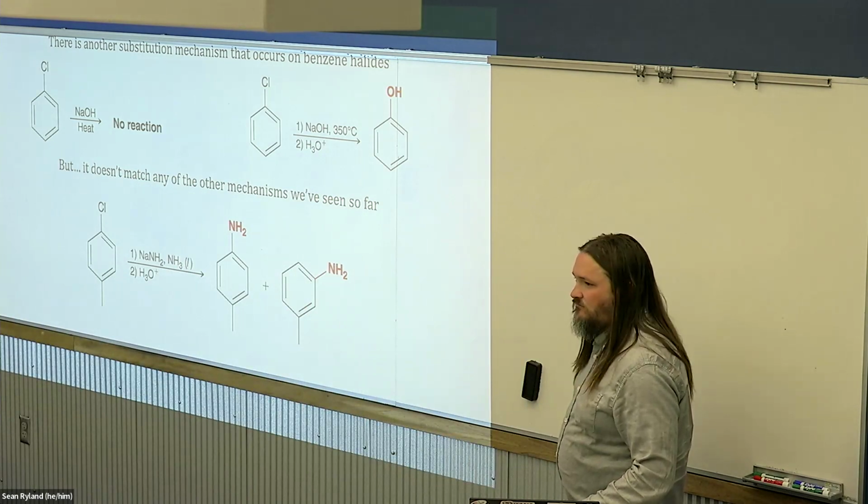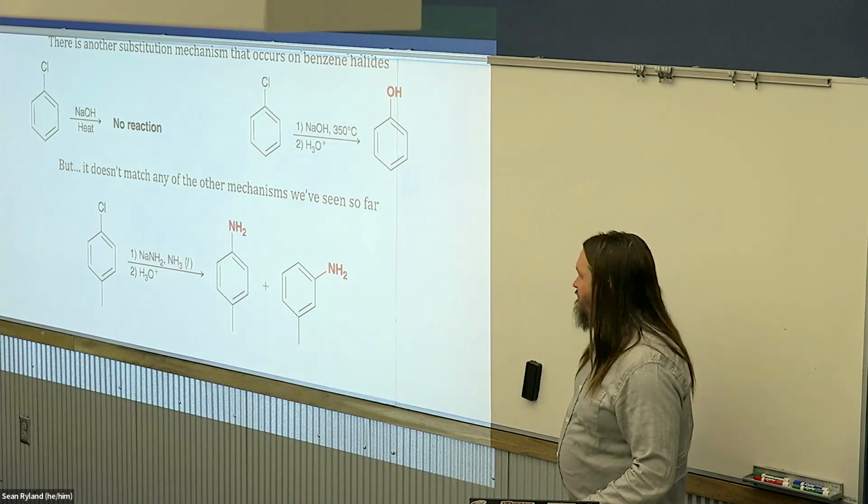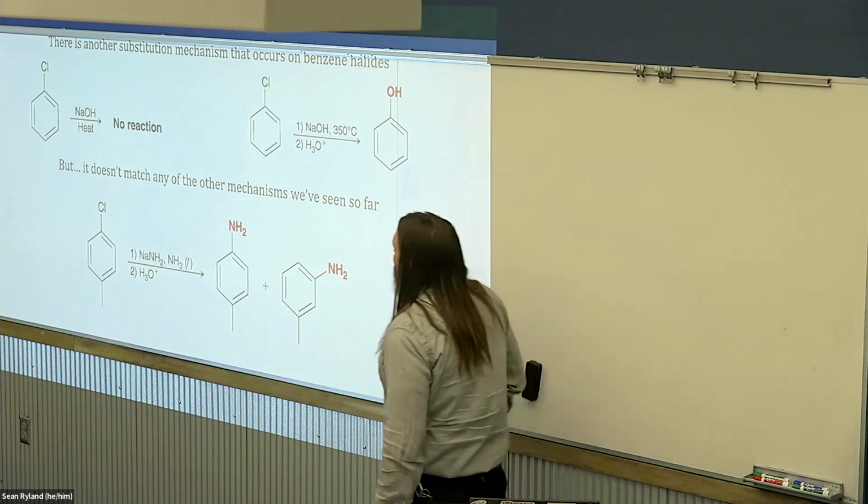I'm just kind of confused why on the left there's no reaction with just NaOH and heat, while on the right, with the NaOH and heat, is it the second step of the acidic solution, or what's the difference?